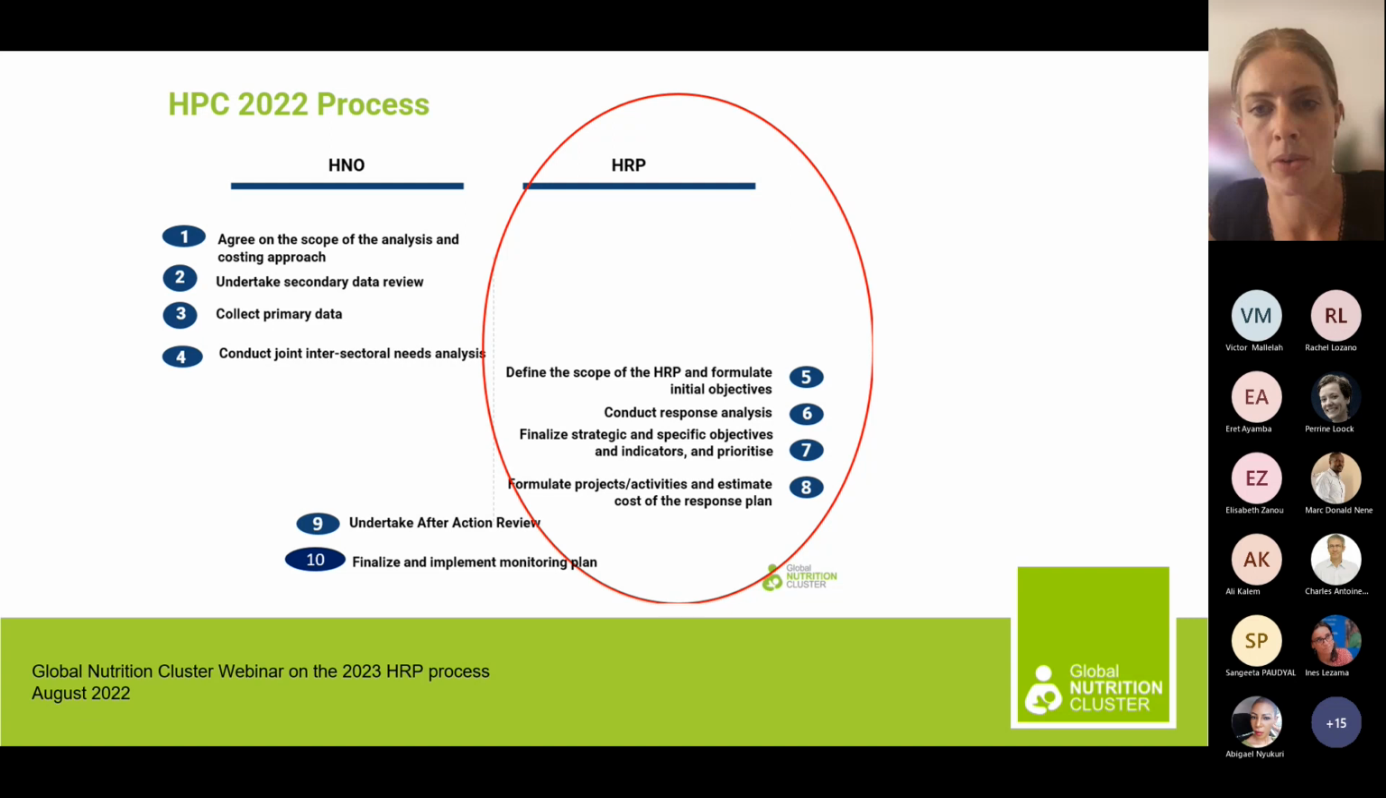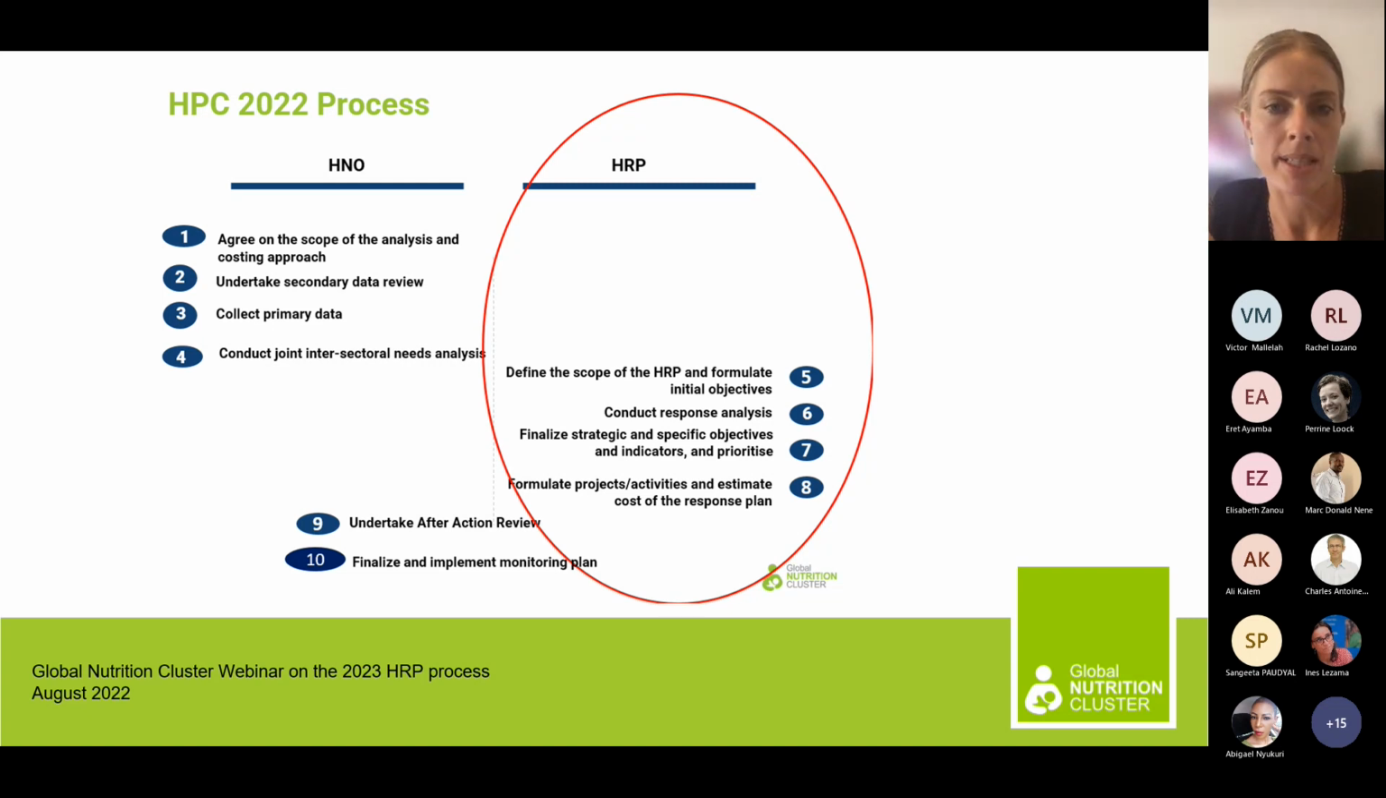This includes the finalization of the strategic and specific objectives, the identification of indicators to monitor the response, and the development of the cluster response plans. Lastly, step 8 includes the drafting of the HRP and the costing.